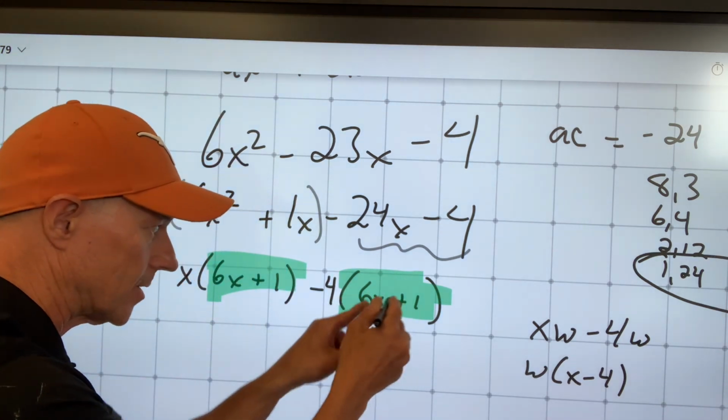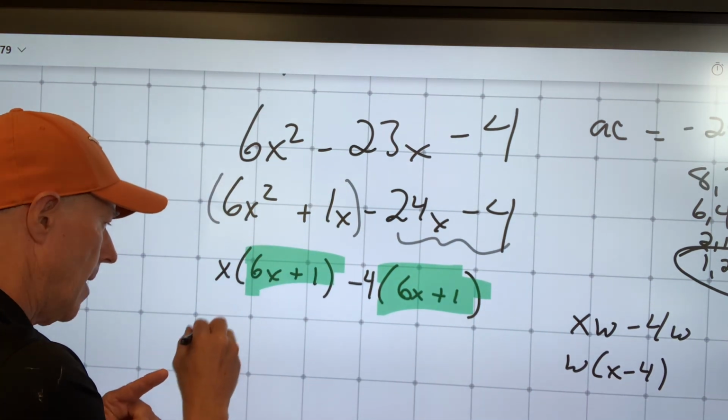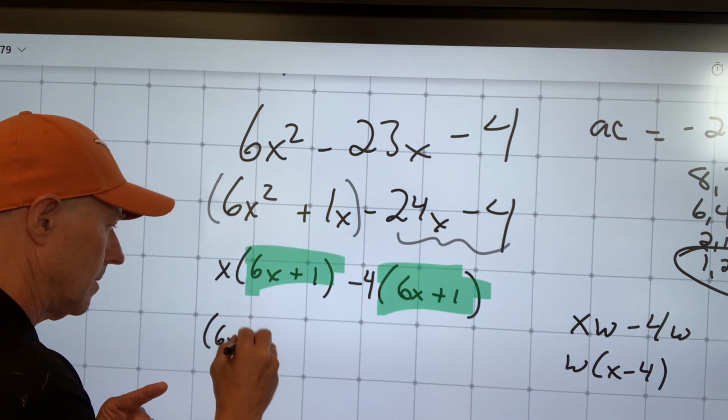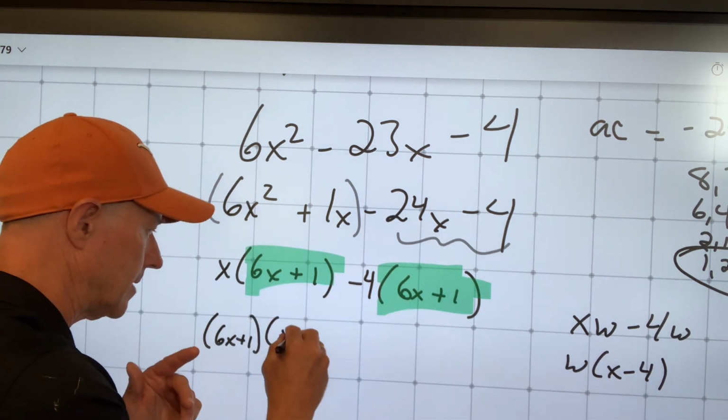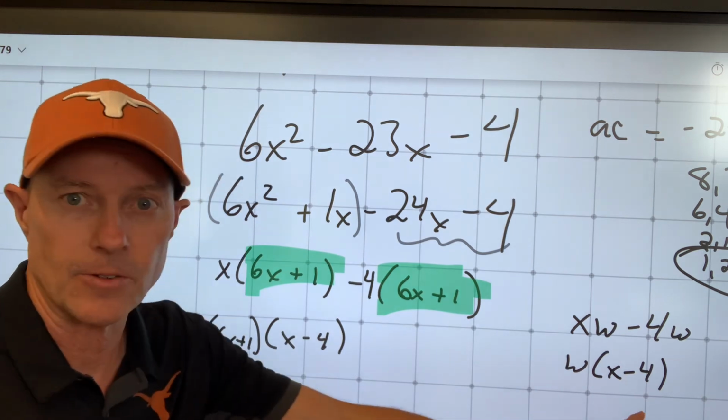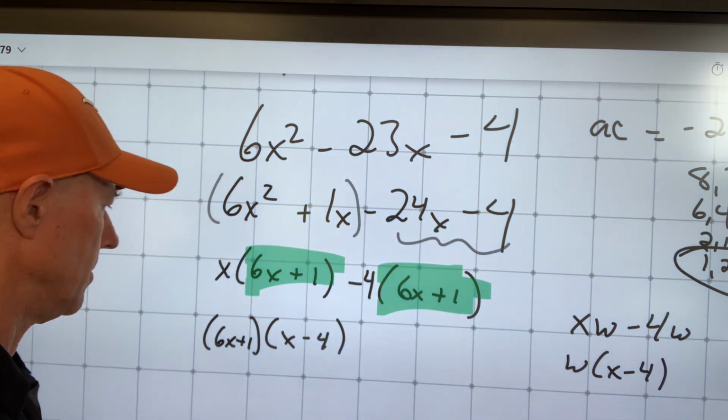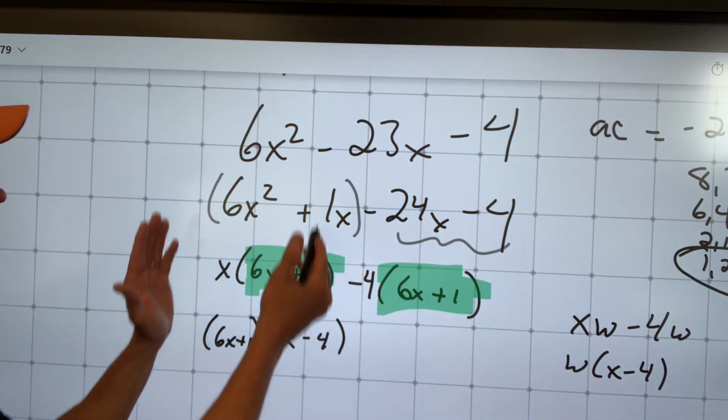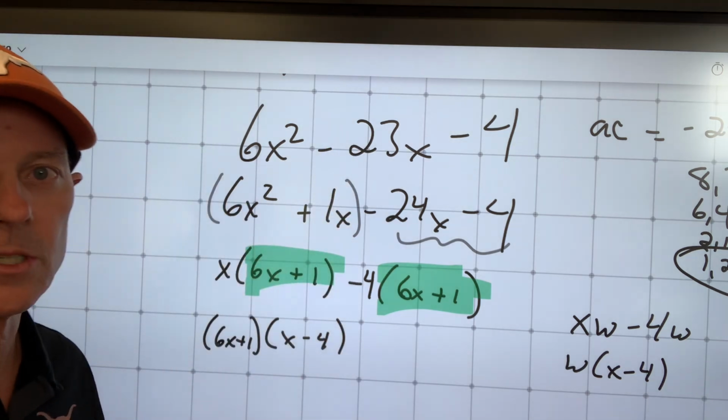This is our secret w, this highlighted green binomial. I'm going to factor out a 6x plus 1. And when I do, that's going to leave me an x minus 4, just like it did over here when it was factoring it out as a w. And these are the linear factors of the quadratic expression that we started with.